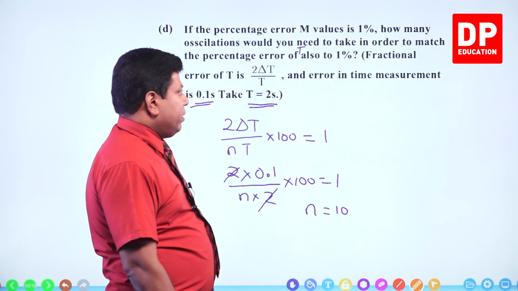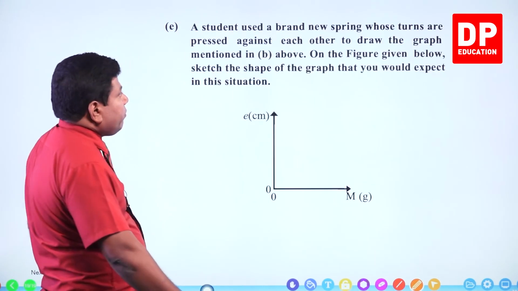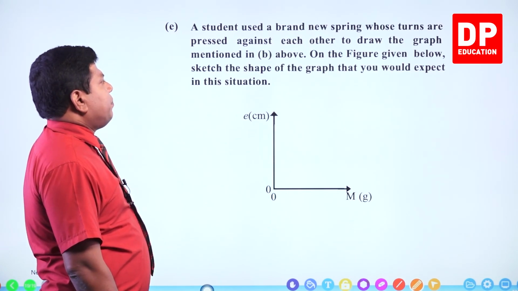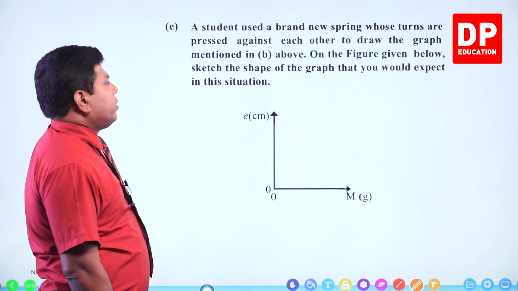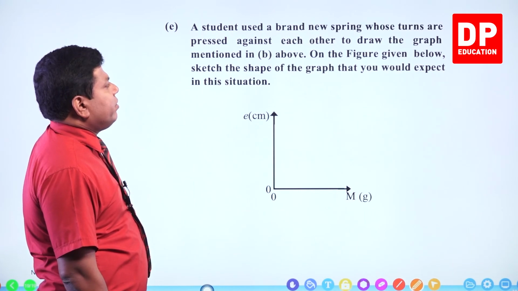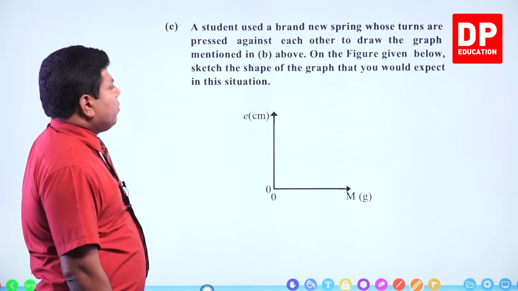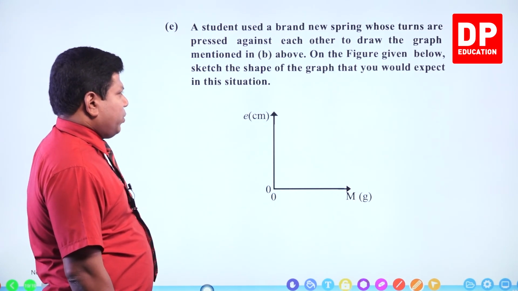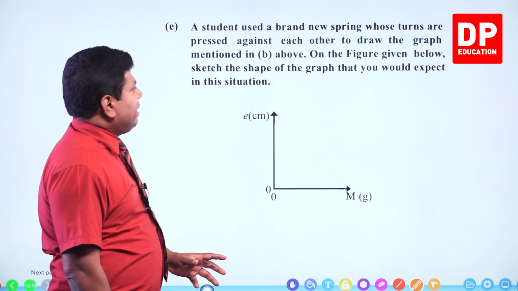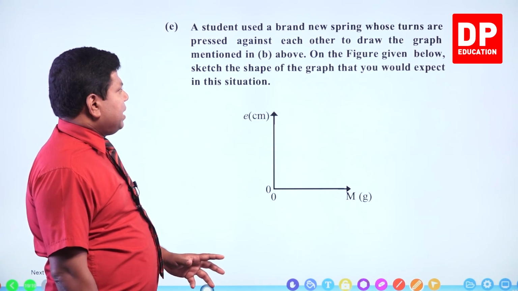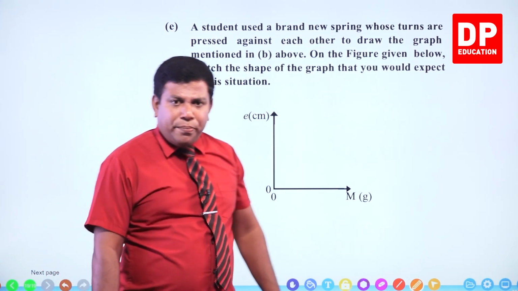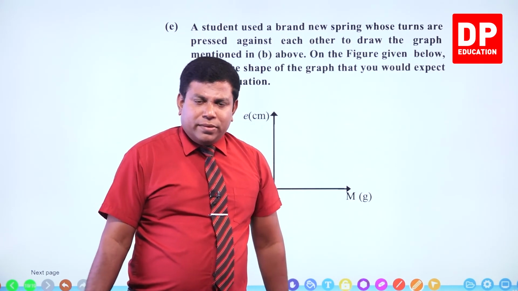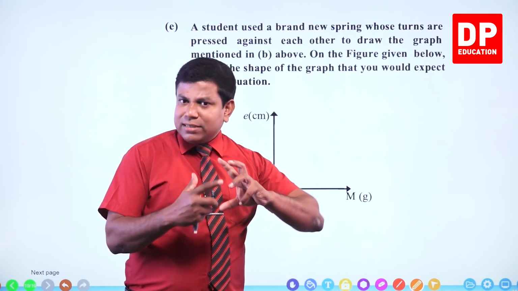Next. A student used a brand new spring whose turns are pressed against each other to draw the graph mentioned in A above. On the figure given below, sketch the shape of the graph that you would expect in this situation. So what's the difference in this spring? The turns are pressed against each other. That means to get an extension, they are already pressed, right?